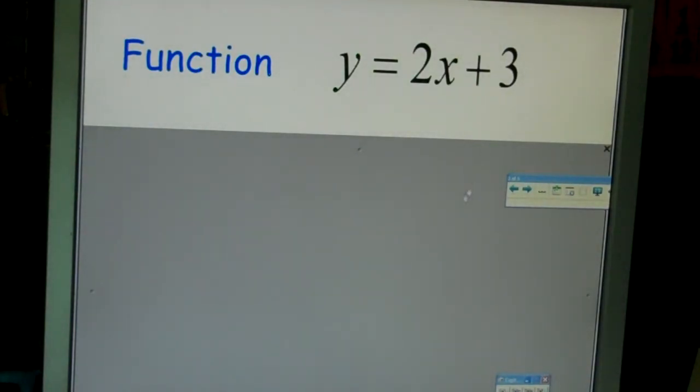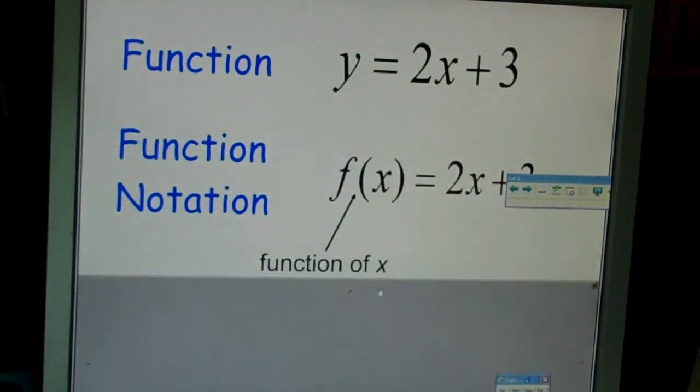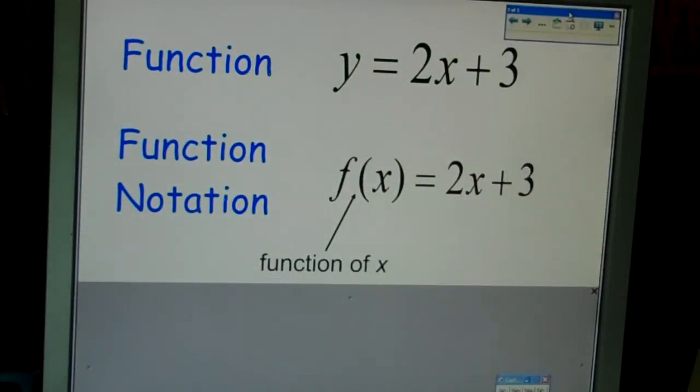Our basic function. Well, now we need to learn function notation, because as algebra students, it can't be as easy as y equals 2x plus 3. We got to throw some other stuff in there. So we're going to do function notation. Let's get this out of the way. Function notation.